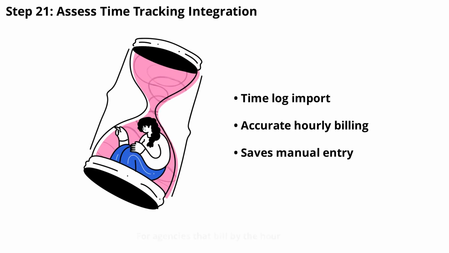For agencies that bill by the hour, time tracking integration is a must. Look for invoicing software that can import time logs directly into invoices. This ensures accurate billing and saves time on manual entry, making your invoicing process more efficient.